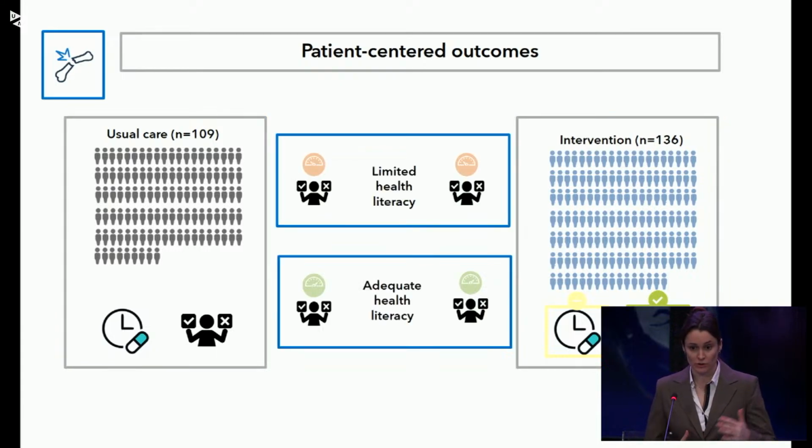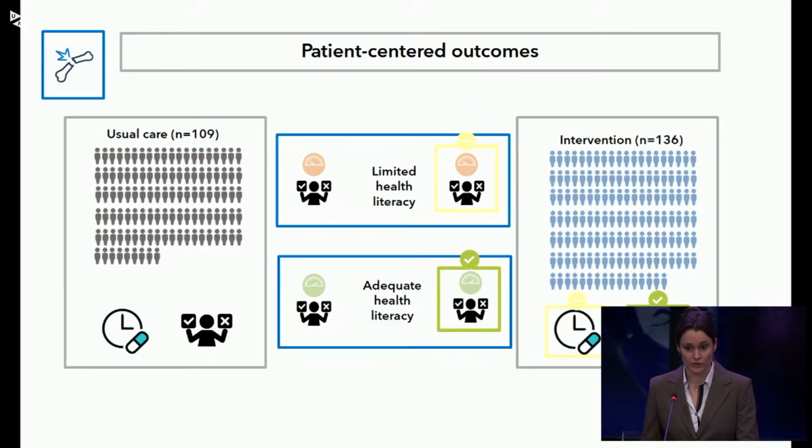We then split up the groups by health literacy, where patients with limited health literacy generally struggled more with understanding health instructions and information compared to those with adequate health literacy, who generally did not struggle with such information and instructions. We saw that patients with adequate health literacy felt generally more involved in the decision-making process when receiving the intervention compared to those who did not receive the intervention.